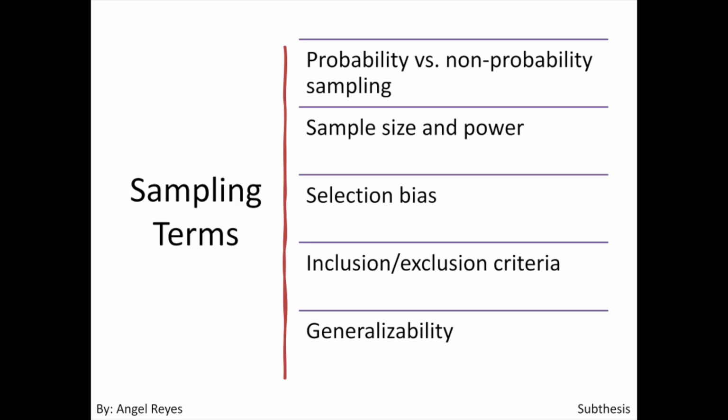These concepts help us evaluate whether a study's participants appropriately represent the population of interest and whether findings can be meaningfully applied to other contexts or groups. Understanding these sampling terms is essential for assessing research validity and applicability.